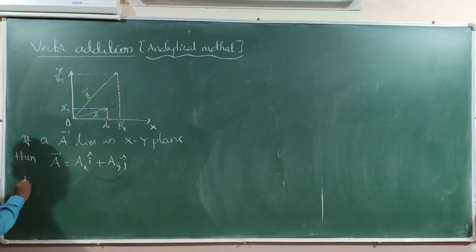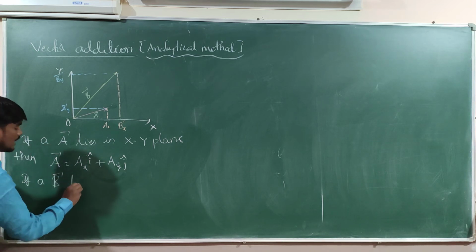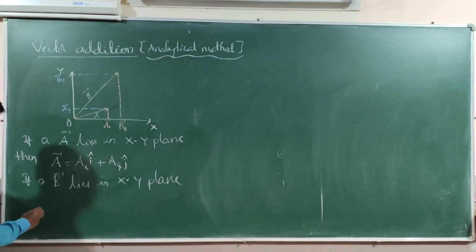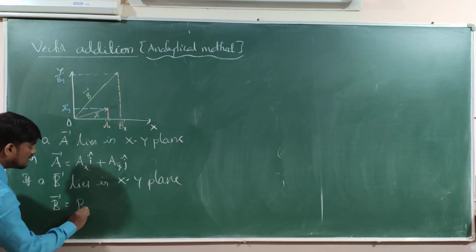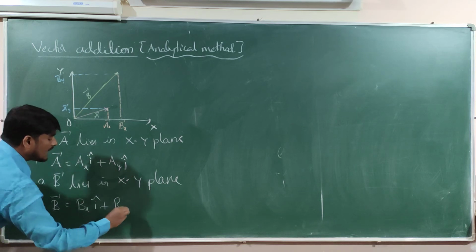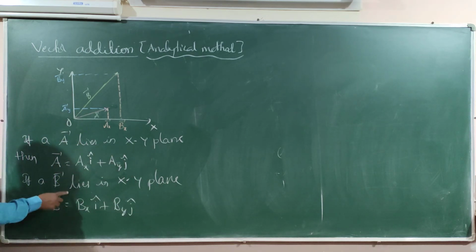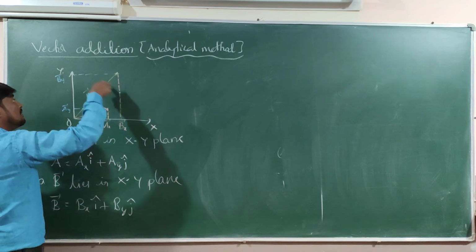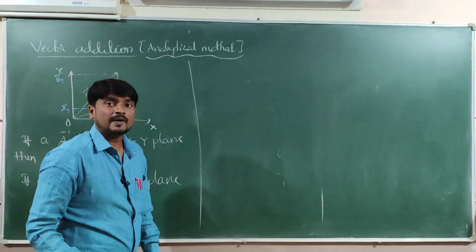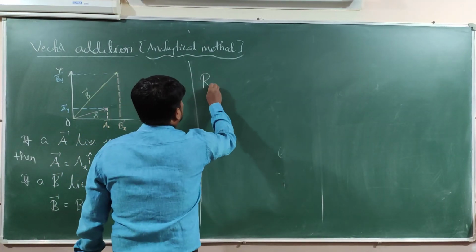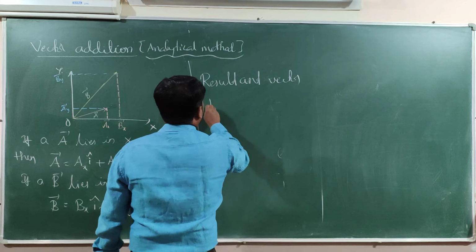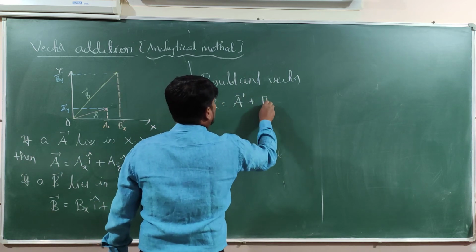Similarly, if a vector B lies in the xy plane, then vector B can be written as Bx i cap plus By j cap. Here only magnitudes are there. What about unit vectors? I cap and j cap, because both vector A and B are lying in the same xy plane itself. Then I am interested in calculating the resultant vector. How do we calculate it? The resultant vector R is given by vector A plus vector B.